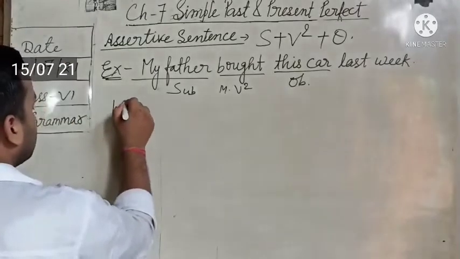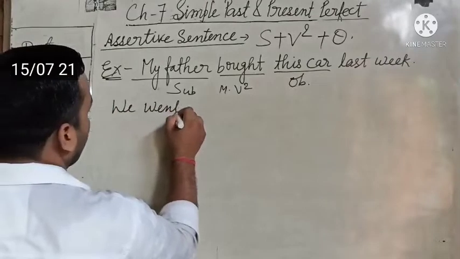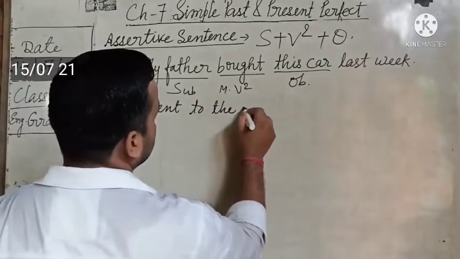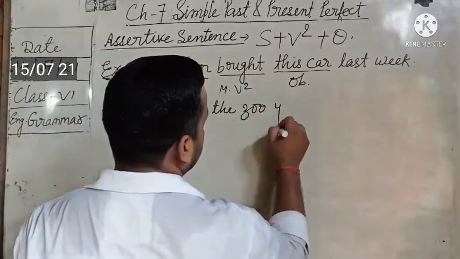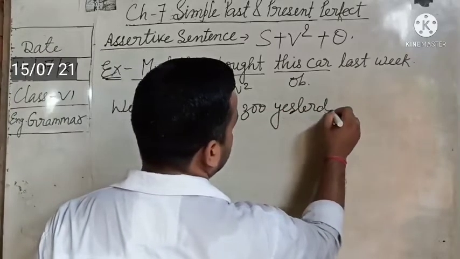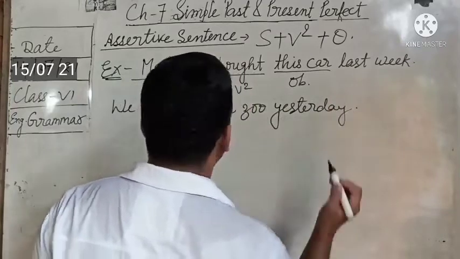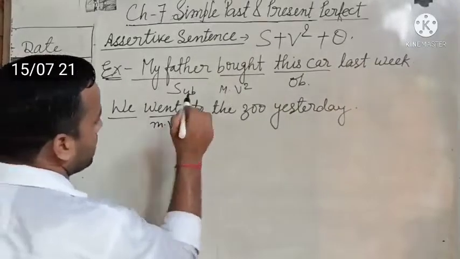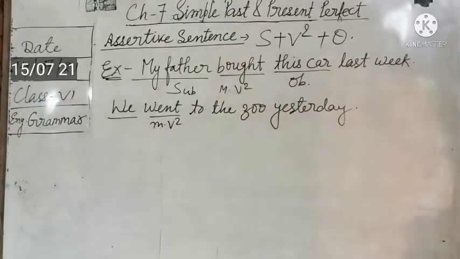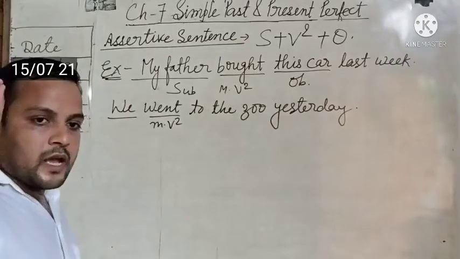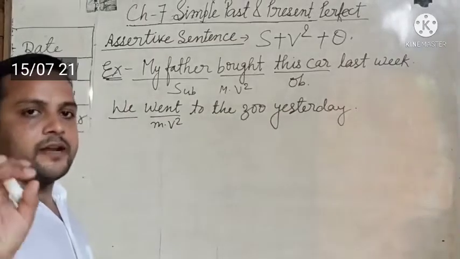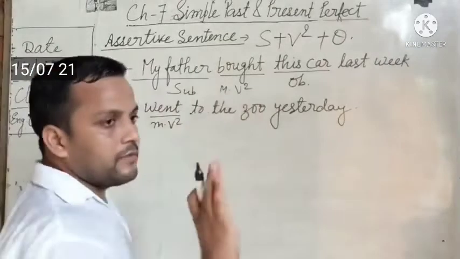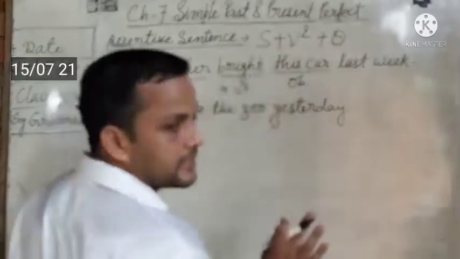See another example. We went to the zoo yesterday. We is subject, then main verb second form, and then object, and then another word. So always keep this in your mind, very important, that when the sentence is assertive, we never use did and we use main verb second form.